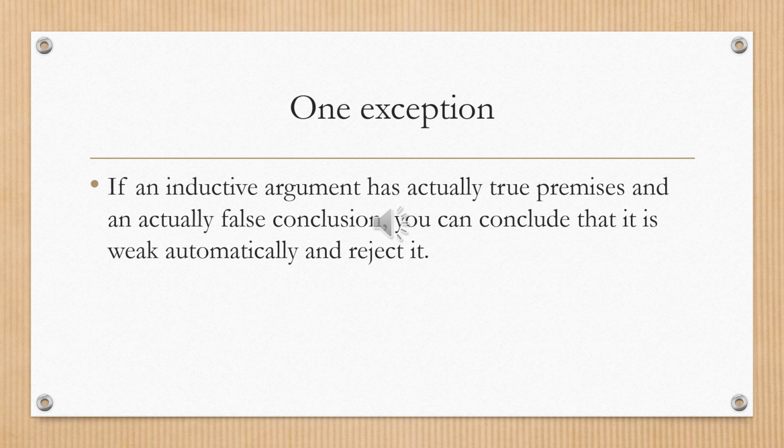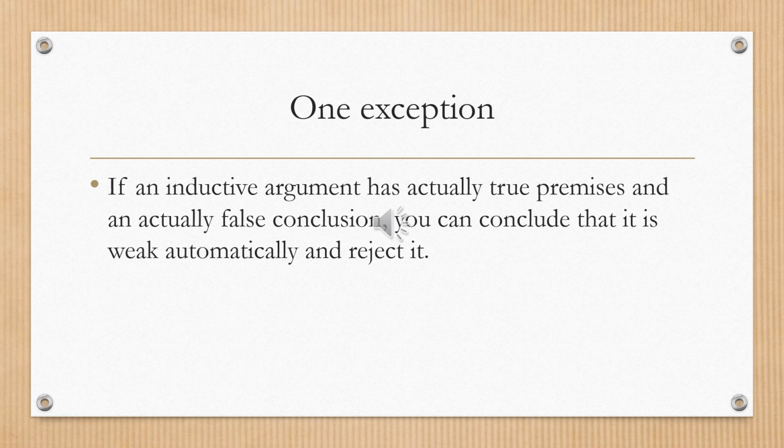So the one exception where the truth values of the statements in an argument are relevant to determining strength or weakness has to do with the case of a weak argument where you have actually true premises and an actually false conclusion. Now, if you think about it, you can evaluate this argument as being weak automatically because you have actually true premises and an actually false conclusion, which means, of course, if you assume the premises are true, the conclusion is probably false since it actually is.